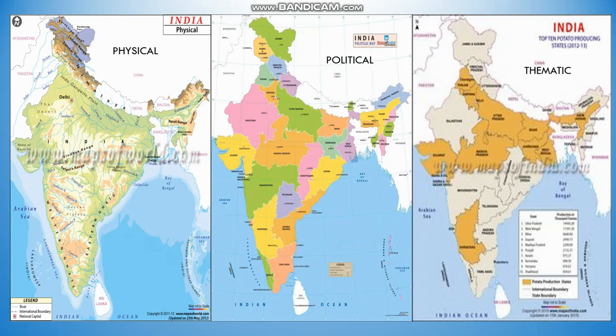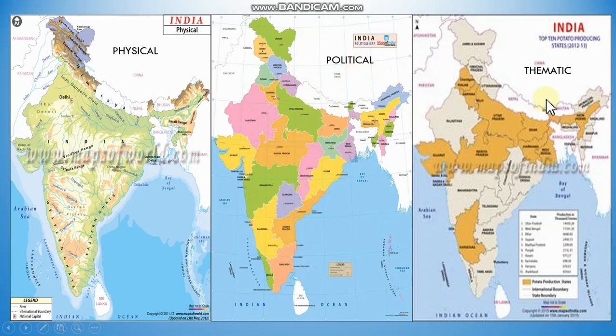So these are three types of maps on your screen. Physical, which is showing different types of land. This is plain, this is a mountain area, and this is your coastal area with different figures. So all these are physical conditions of a particular area. This is your political map, which is showing boundaries of different states of a country. So you can see different states' boundaries, like this is our Uttar Pradesh. So this was all about political.